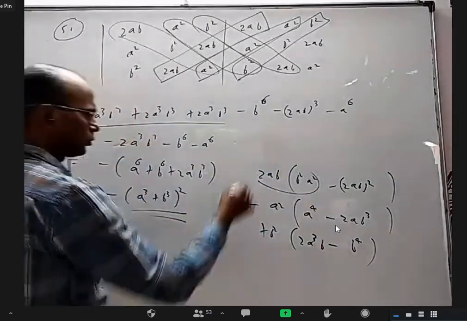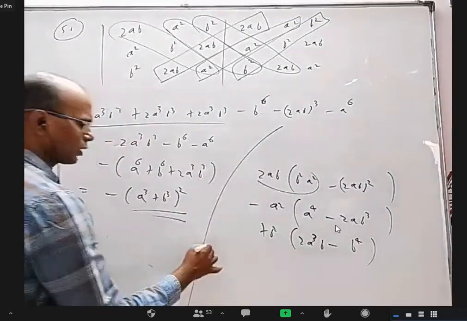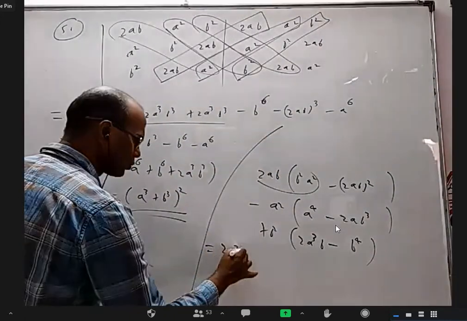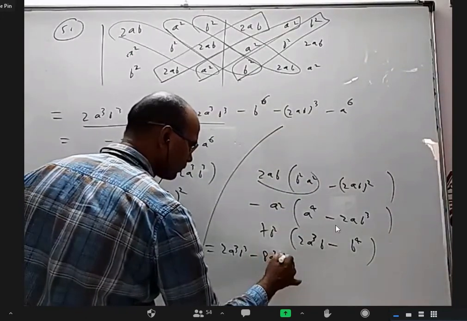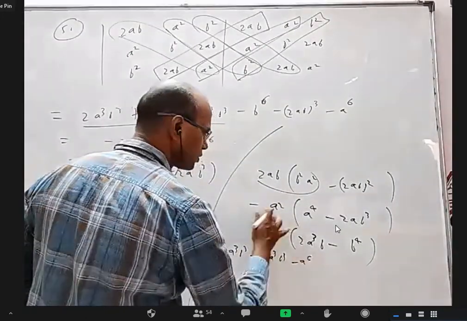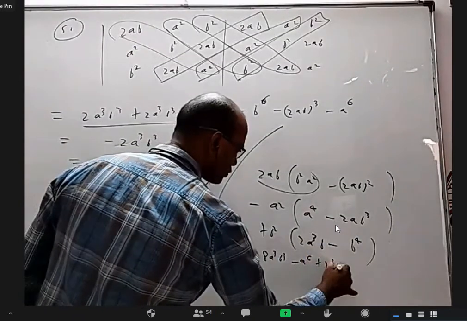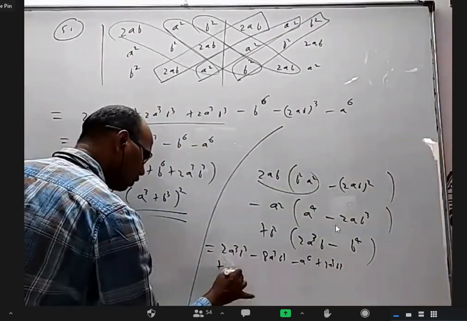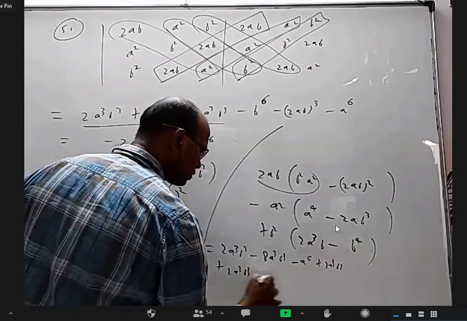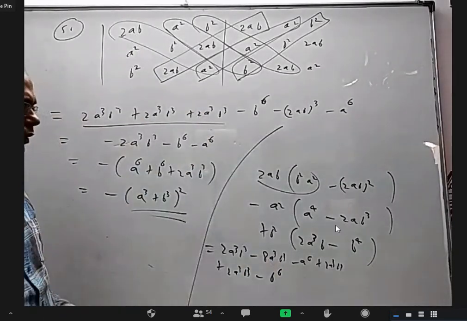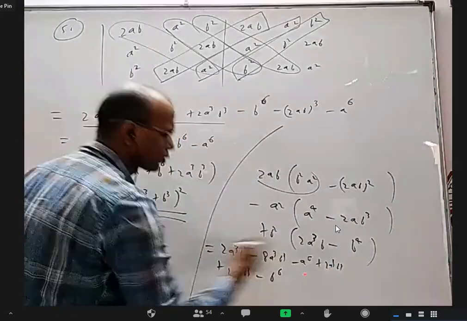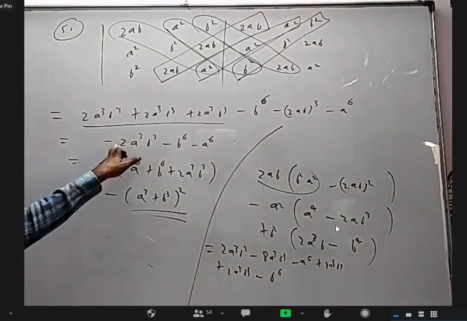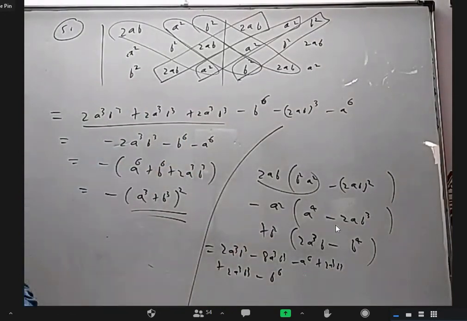If somebody wants to write the other way, you can write it if you want. This is 2a cube b cube. This is minus 8a cube b cube. This into this is a power 6. This into this is 2a cube b cube. This into this also 2a cube b cube. This into this is minus b power 6. So minus a power 6 minus b power 6, fine. This put together is minus 2a cube b cube, which will come in this step and then follows.